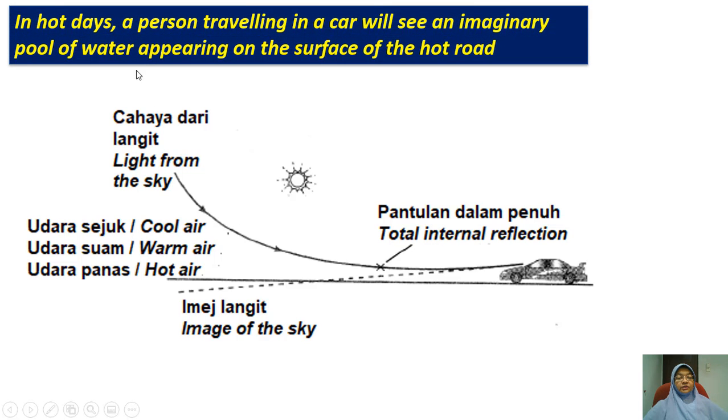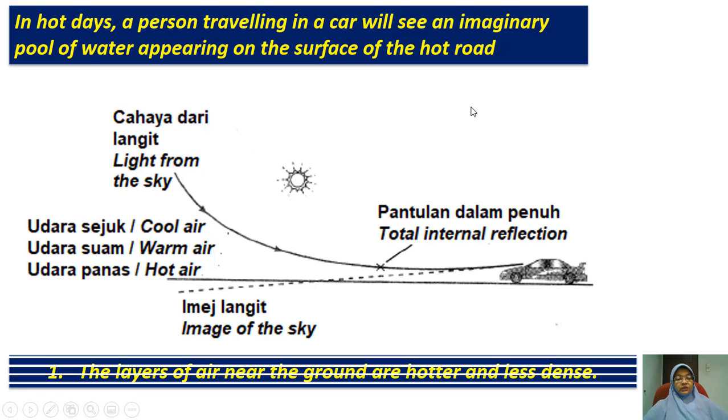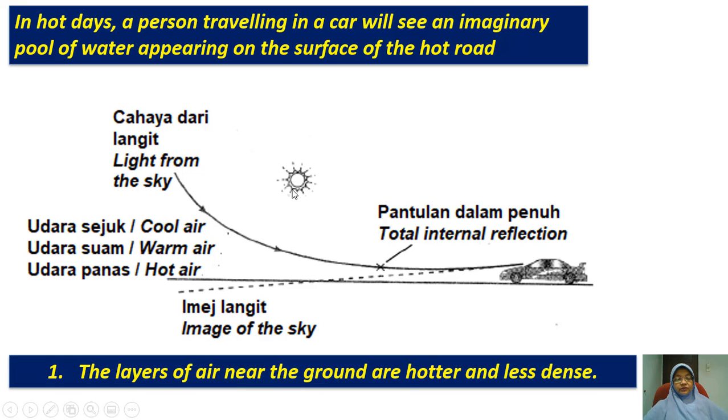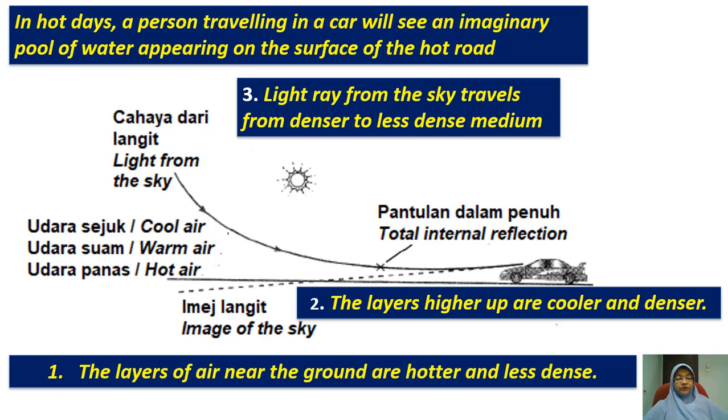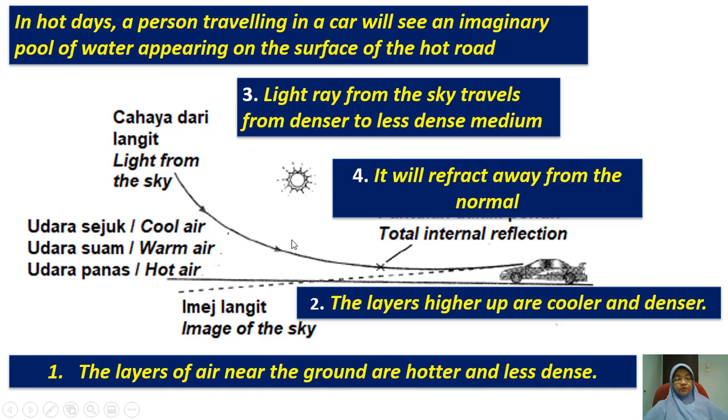On hot days, a person traveling in a car will see an imaginary pool of water appearing on the surface of the hot road. The layers of air near the ground are hotter and less dense. So this part is hotter, and when we move outward, it becomes denser. The layers higher up are cooler and denser. Light rays from the sky, so this is our object, the sky, travel from denser to less dense medium, and will refract away from the normal line.